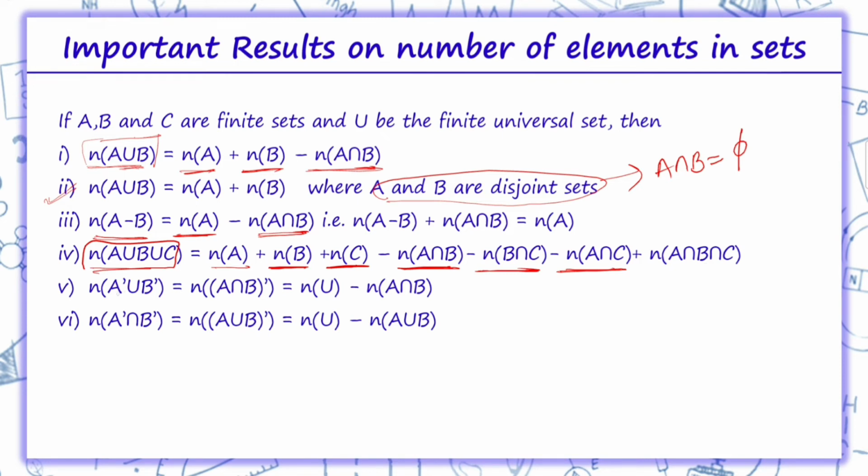Then if we have to calculate n(A complement union B complement), it can be calculated as the universal set n(U) minus n(A intersection B). And n(A complement intersection B complement) will be calculated as n(U), the cardinal number of the universal set, minus the cardinal number of A union B.